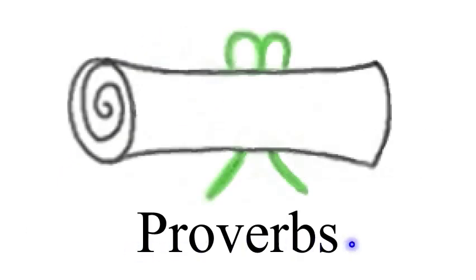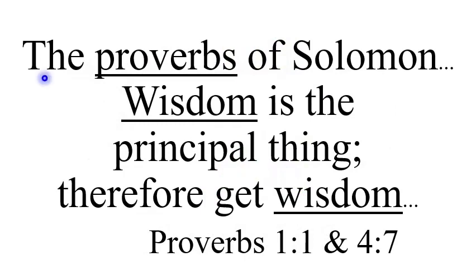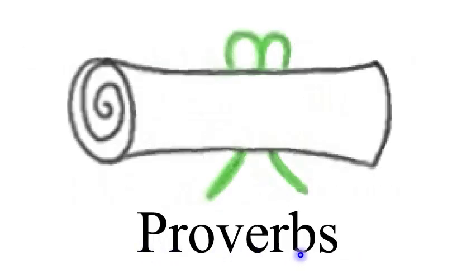The icon for Proverbs is a rolled up scroll tied with a bow, because the Bible says, "The Proverbs of Solomon, wisdom is the principal thing, therefore get wisdom." Proverbs 1:1 and 4:7. A proverb is a wise and true saying, and since we associate a diploma with wisdom, a rolled-up diploma or scroll is used for Proverbs.